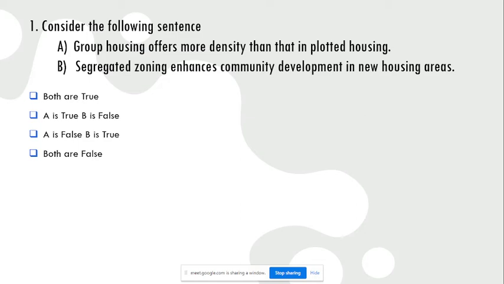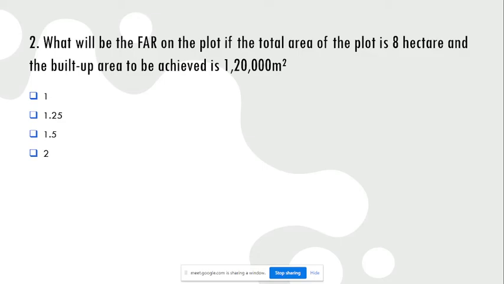Similarly, segregated zoning actually decreases community development in new housing areas, because when the zoning is done in such a way that it does not promote social interaction, it decreases community development. So statement A is true, statement B is false. So that means option 2 is correct. So the second question we discussed.